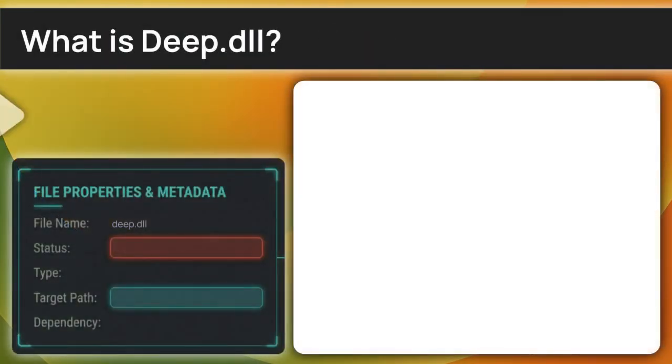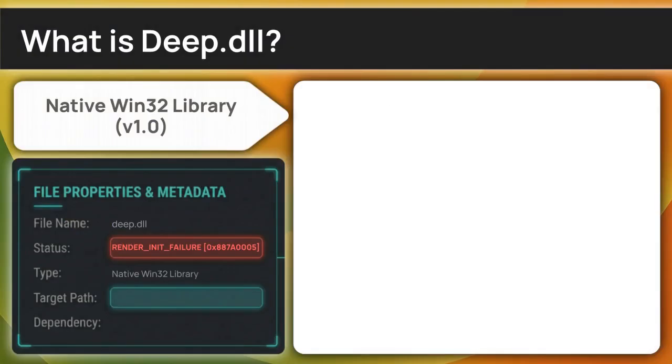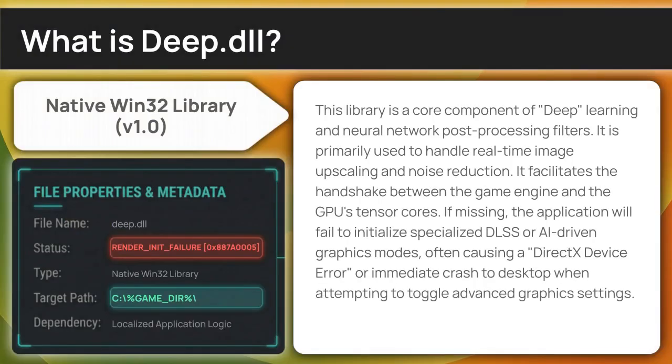This is the Deep Library. This library is a core component of deep learning and neural network post-processing filters. It is primarily used to handle real-time image upscaling and noise reduction. It facilitates the handshake between the game engine and the GPU's tensor cores. If missing, the application will fail to initialize specialized DLSS or AI-driven graphics modes, often causing a DirectX device error or immediate crash to desktop when attempting to toggle advanced graphics settings.